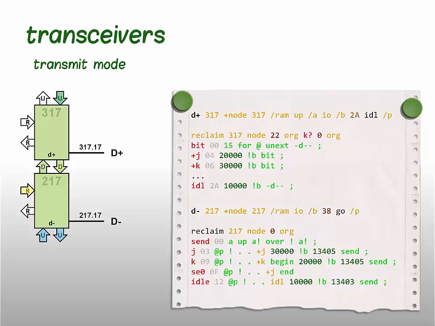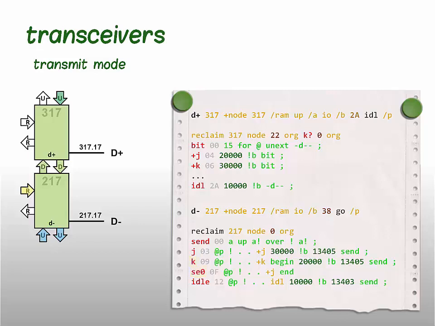In node 217, there are similar words J and K. Executing J, we first call plus J in node 317, which sets D+ line low, and at the same time we set D- line high. Then we set out direction of the bus. Word K works in a similar way, as well as word single-ended 0.